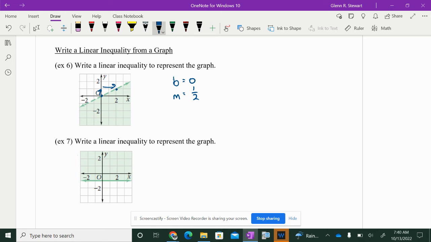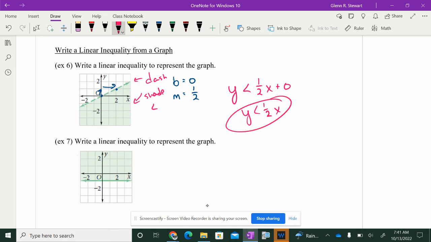And then I want to also look to see exactly, is it a dashed line? And then where it's shaded at. Notice how this is shaded below, so it's less than. So I'm going to have y is less than, no equality because it's just a dash, 1/2 x plus 0, or y is less than 1/2 x.